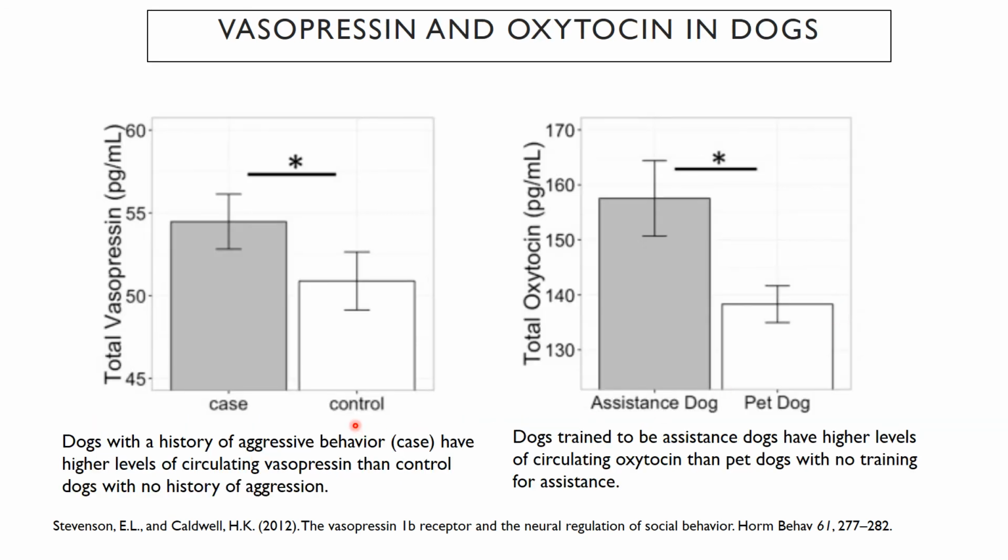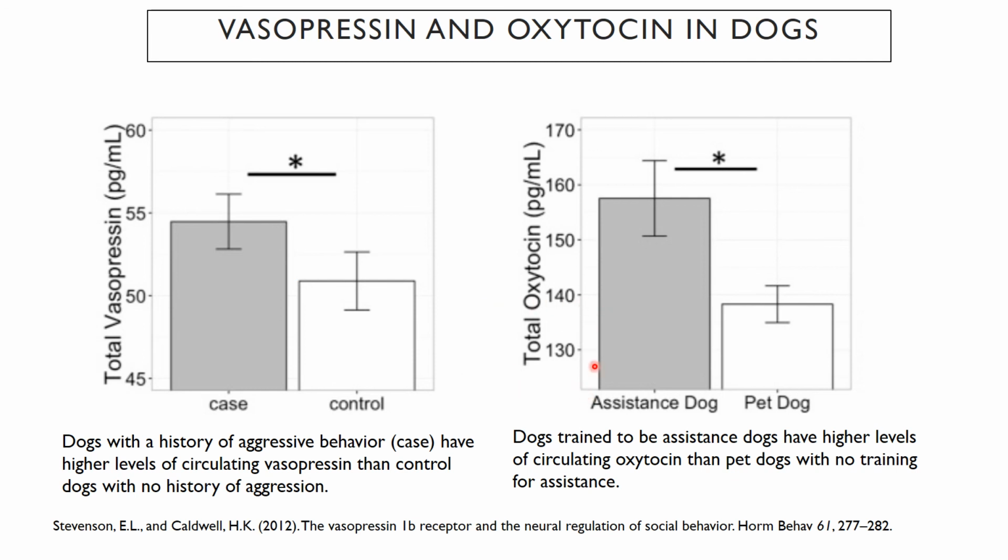So I just wanted to touch on the interactions of vasopressin and oxytocin and their relationship to aggressiveness in dogs. Dogs with a history of aggressive behavior, those are shown as cases, have higher levels of circulating vasopressin than those dogs with no history of aggression. So more aggressive dogs have higher circulating vasopressin. Is it acting on these aggressive brain areas to induce them to have more aggressive-like behavior? That's what this data would suggest. This is a correlation, but it's consistent with that interpretation of the experiments that we've seen in mice.